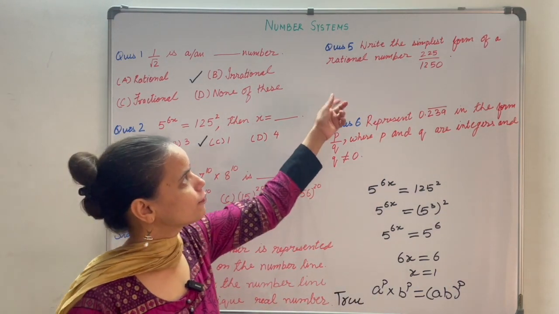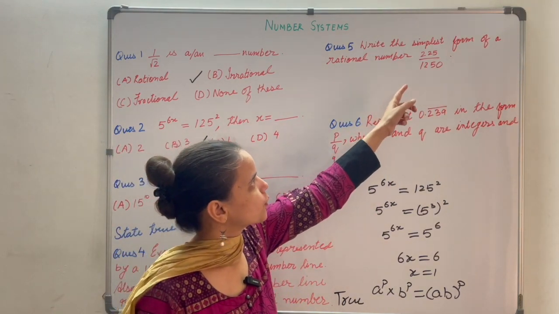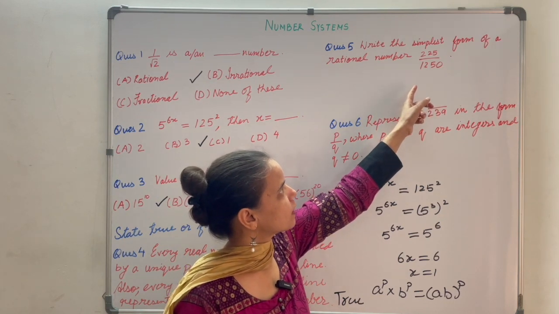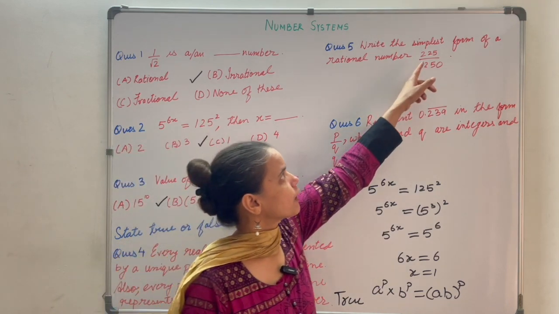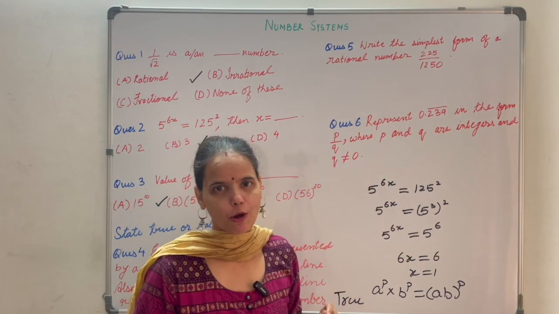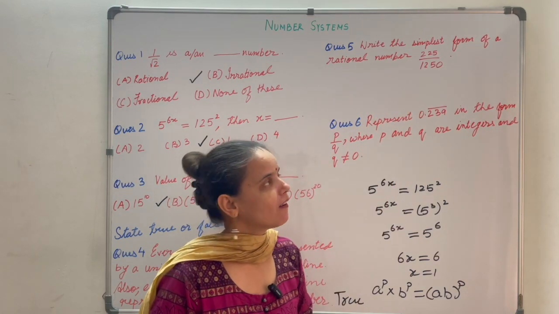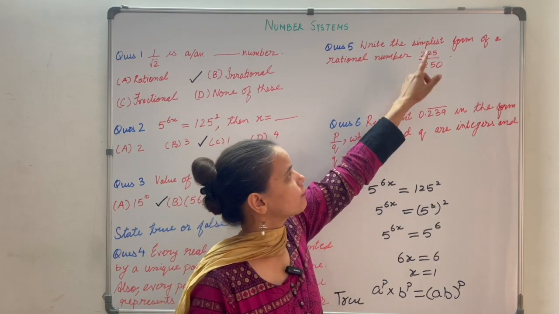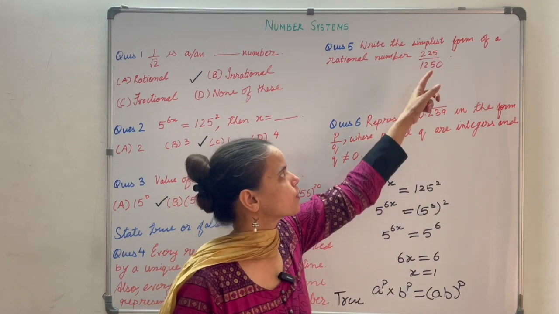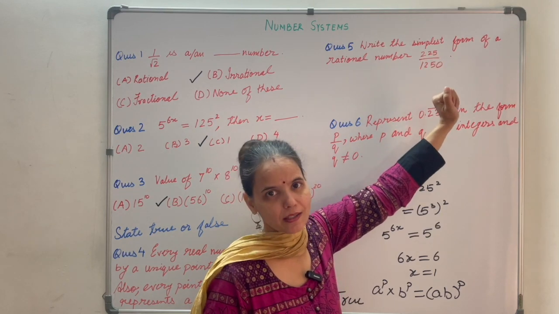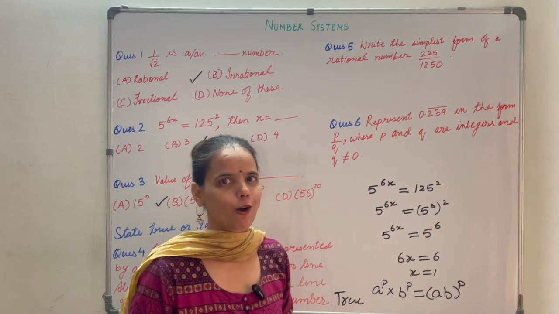Let us now take the fifth question. Write the simplest form of a rational number 225 divided by 1250. So there are many ways to solve this. If you divide both numerator and denominator by highest common factor, you can write down the simplest form in one step. Or whatever common factor you can find out in both numerator and denominator, you can cancel them out. Or you can write down the prime factors of 225 and 1250, and then you can cancel the common factors.